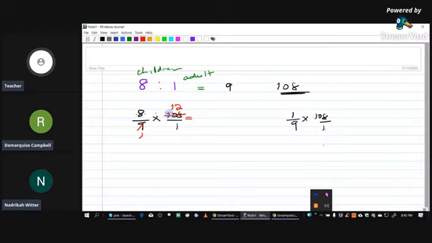Now we need to multiply numerator by numerator and denominator by denominator. Now we say 8 times 12. What would 8 times 12 be? 96. Good. So this is 96 over 1. Any number over 1 remains the same. So this is saying that if the fraction of children that went is 8/9 of 108, then the total number of students or children that went would be 96.